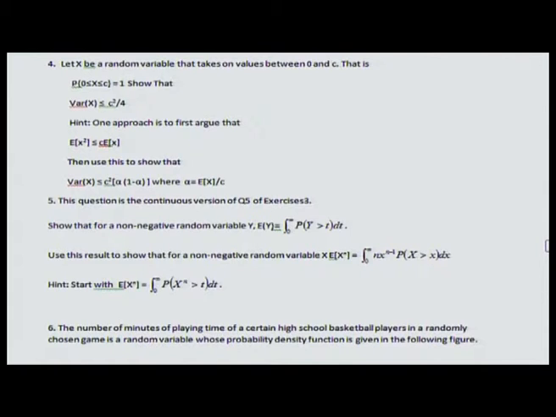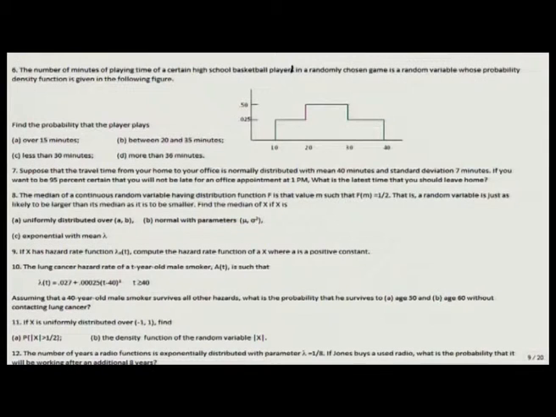So, all the mass of this random variable is between 0 and c. Now, there is a hint. One approach is to first argue that the expectation of X square is less than or equal to c times E[X]. You see, this is a non-negative random variable. Yes, it should have been said that, because 0 is less than or equal to X less than c, it implies that c is non-negative. Therefore, this inequality: the expectation of X square is less than or equal to c times E[X].